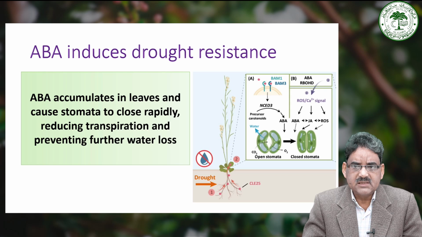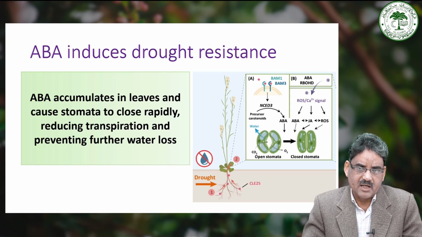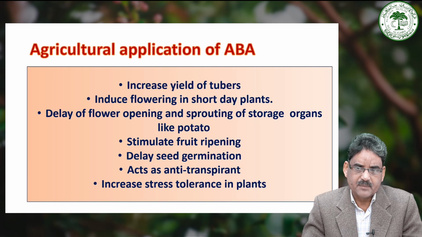The use of abscisic acid in agriculture offers a broad range of advantages for plant development and resilience to stress. ABA increases the yield of tuber. It also induces flowering in short day plants. Moreover, ABA application delays the opening of flowers and sprouting of storage organs like potato. It also stimulates fruit ripening. As you know, ABA delays seed germination by inducing seed dormancy. Moreover, ABA acts as an anti-transpirant, therefore it increases the stress tolerance in the plants.